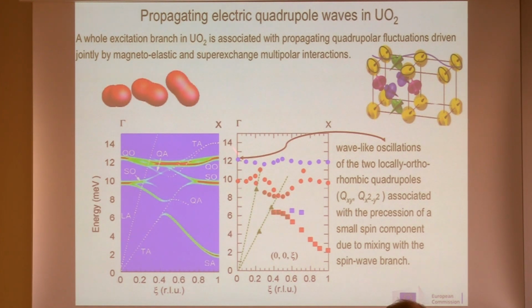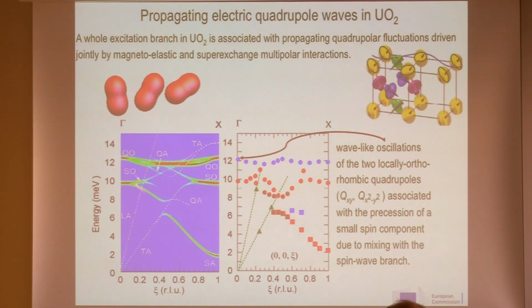Actually, this is the generalized susceptibility. So the scattering function, calculated as energy as a function of momentum transfer along 0, 0, 1, calculated with random phase approximation and with the model that I described before. And these are the experimental data. You see that we are able to describe all the experimental features.